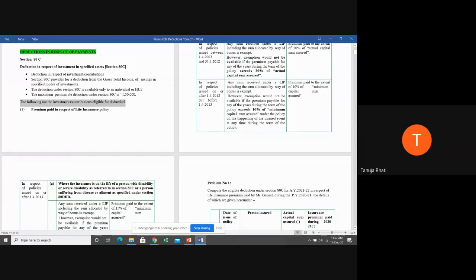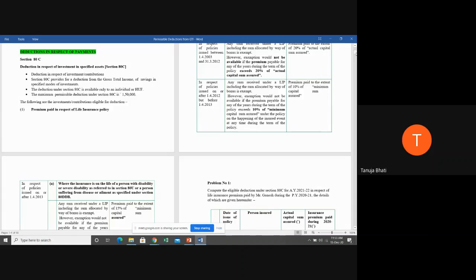So let us see what are the list of contributions or list of investments that you can make under this particular section in order to get deduction. The first investment you can make is premium paid in respect of a life insurance policy. Now everyone knows what a life insurance policy is. Life insurance is nothing but an insurance taken on the life of an individual. So whatever premium you're paying in respect of that life insurance policy, you can claim the deduction of that from your gross total income under section 80C.